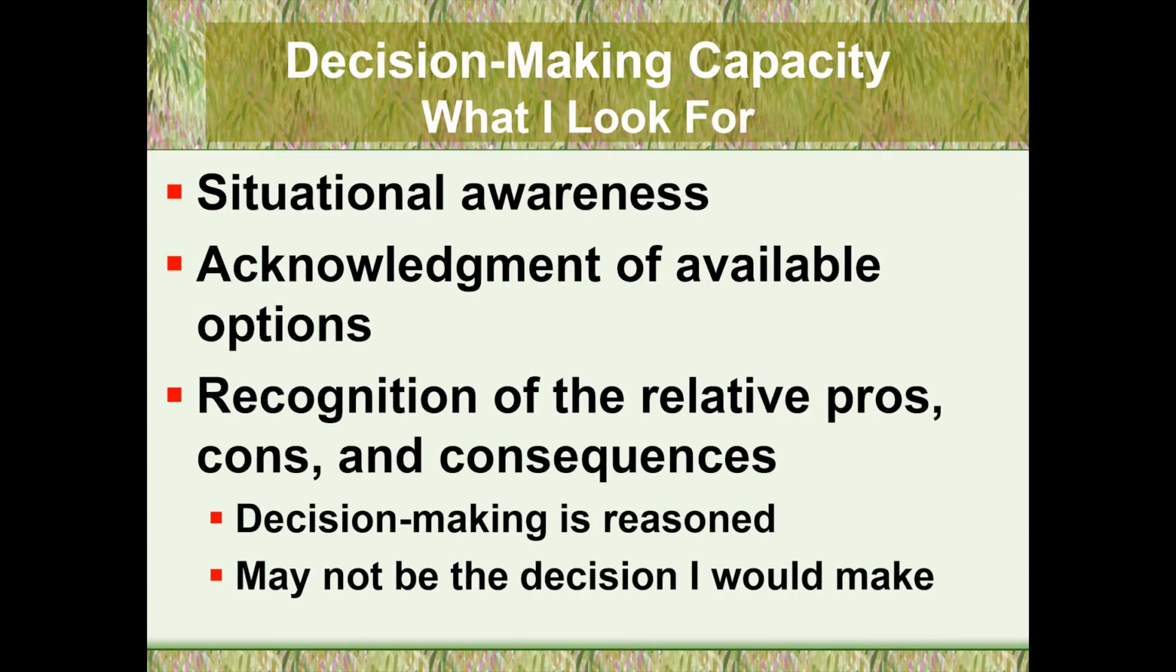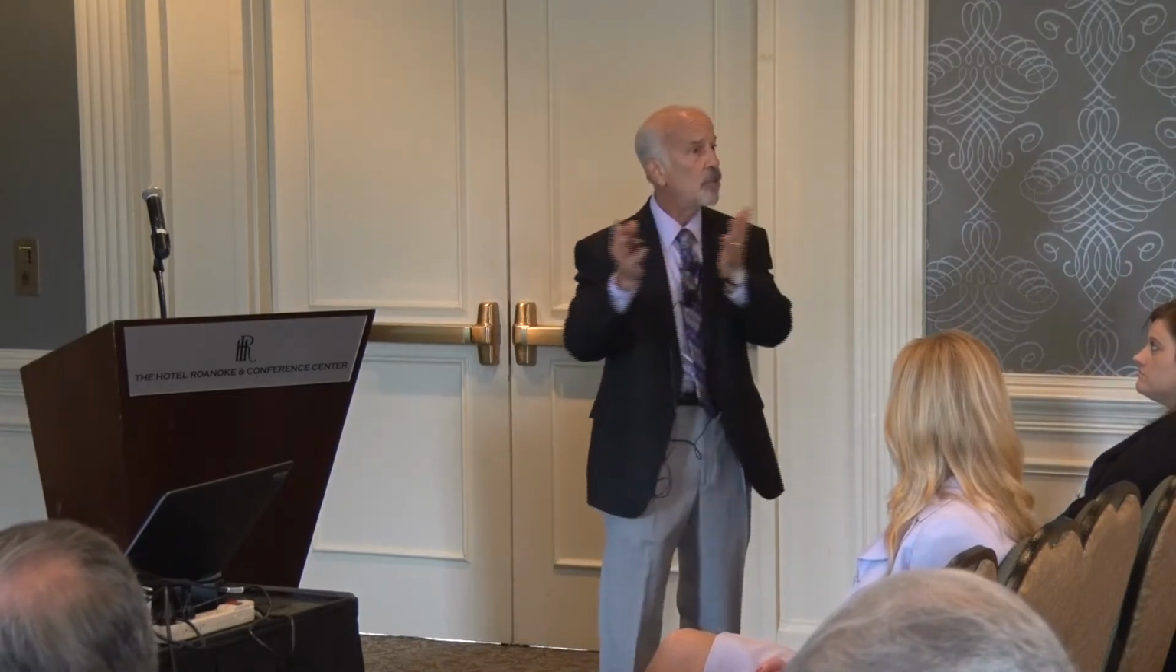Do they know what's going on? Are they aware of what's happening? Are they delusional? Are they continuing to believe something despite abundant evidence that it's not true? And do they acknowledge the available options? So if you're talking about a particular decision, you want to ask them, tell me what's going on. What's the issue here? What are your choices? If you do this, what are the good parts and the bad parts? If you do that, what are the good parts? So you just want to weigh their ability to weigh their options. That's decision making. And you have to recognize the pros and cons, as I said.